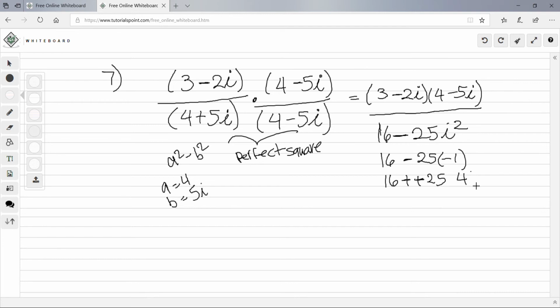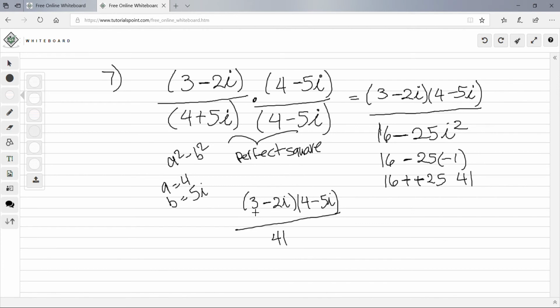Okay, let's clean this up a little bit. We haven't touched the numerator, right? So it's just 3 minus 2i times 4 minus 5i. And then we said the denominator is 41. So we've simplified the denominator as much as possible. Now let's do the numerator.